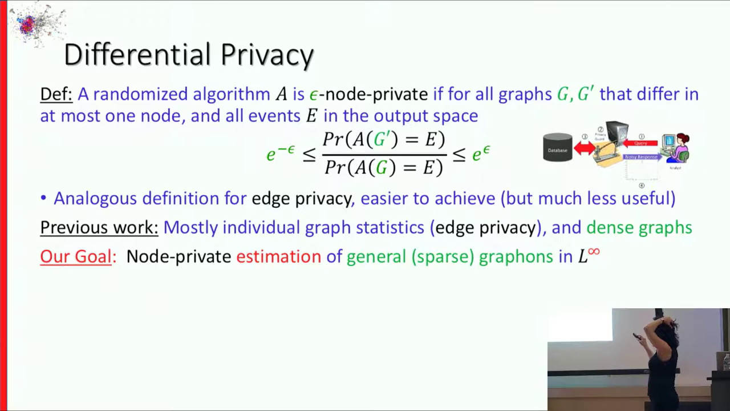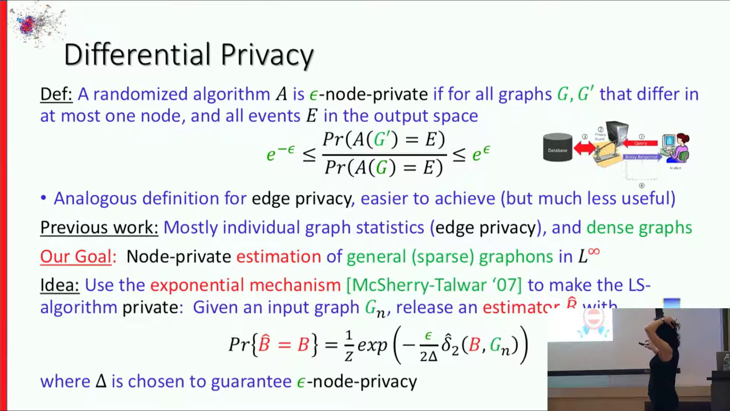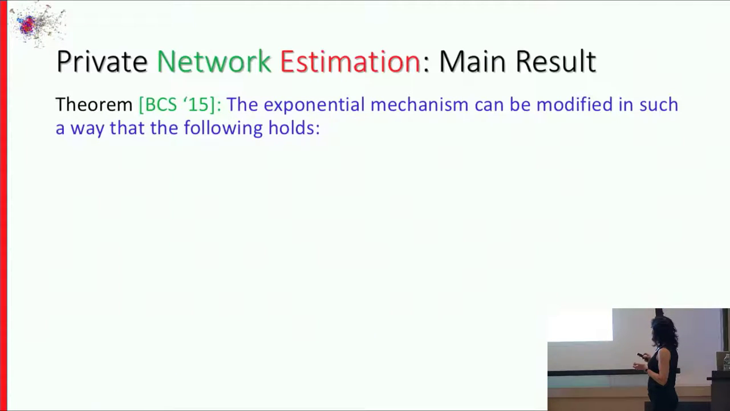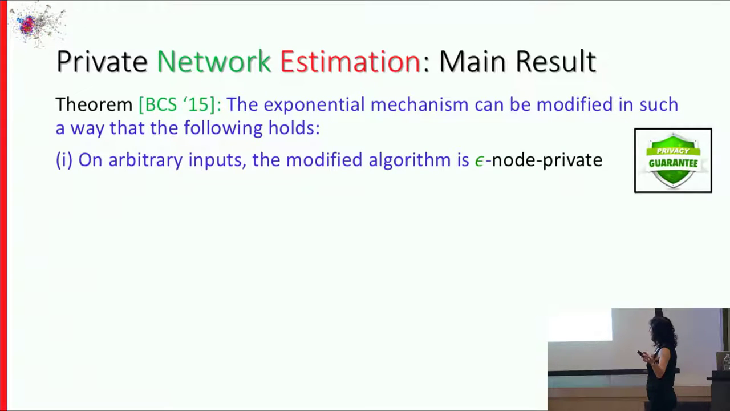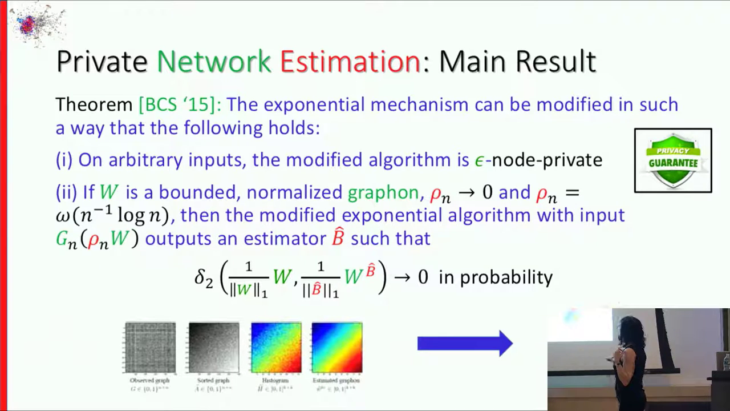And so we have node private estimation of general sparse graphons in L infinity. We use this mechanism, which Frank McSherry and Kunal Talwar came up with, a nice mechanism to make things private. What we did was show that we could modify their mechanism in such a way that on arbitrary input, the modified algorithm was epsilon node private, meaning you pull me out and the probability of anything doesn't change by more than epsilon, and you can consistently estimate.